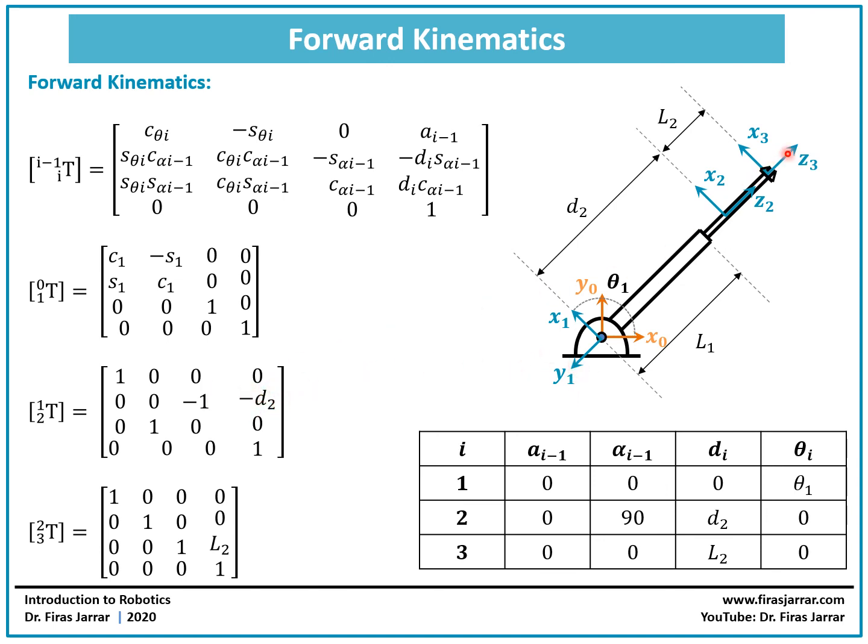And finally, between frame 3 and frame 2, they are both parallel. This is why we have the identity matrix here, and frame 3 is translated with respect to frame 2 by a distance of L2 along the z2 direction.